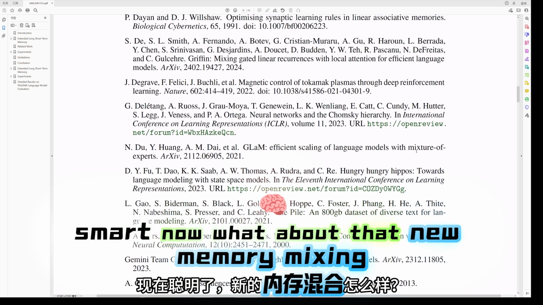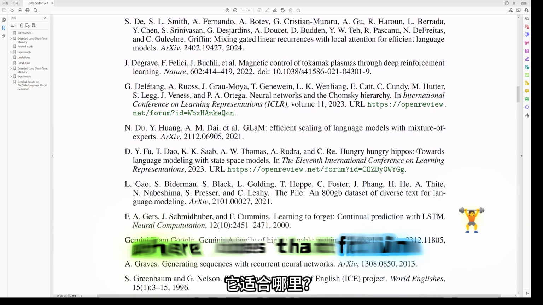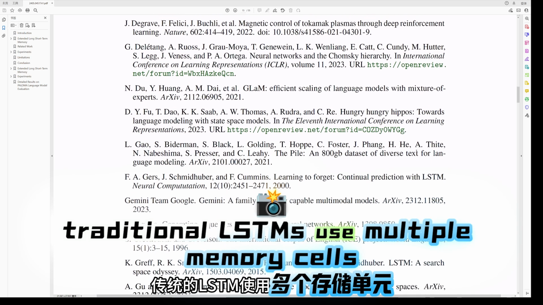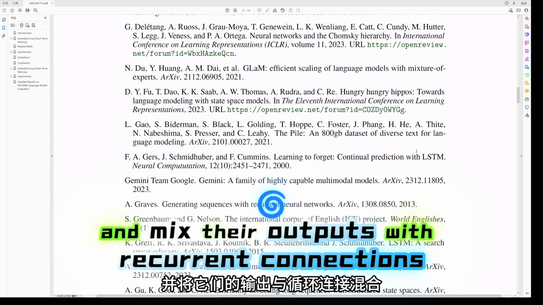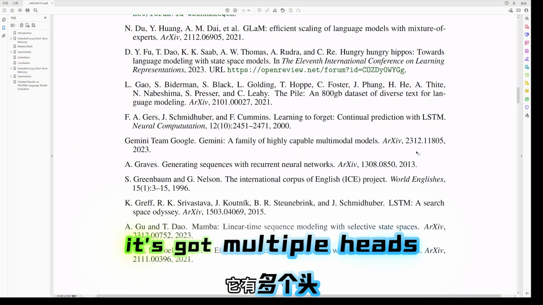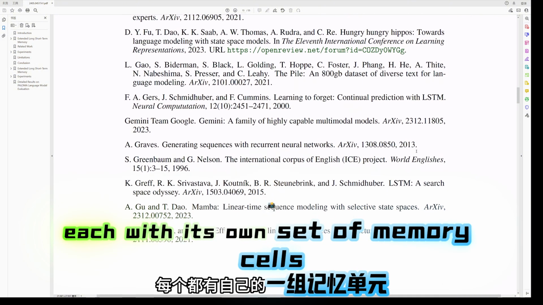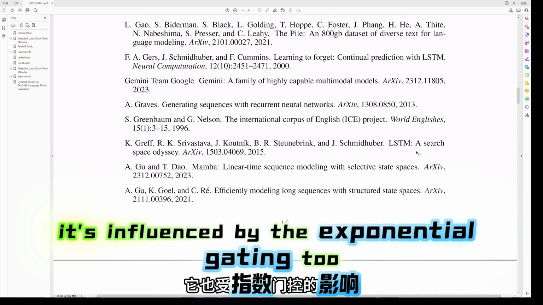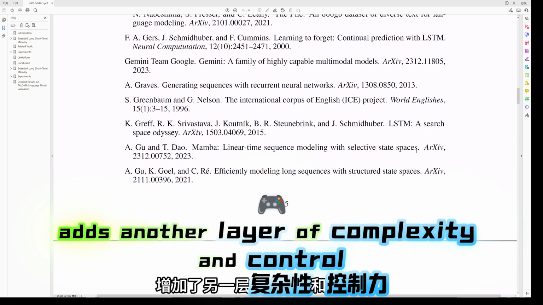Smart. Now what about that new memory mixing? Where does that fit in? Another clever innovation. Traditional LSTMs use multiple memory cells and mix their outputs with recurrent connections. But sLSTM takes it further. It's got multiple heads, each with its own set of memory cells and internal mixing, and this internal mixing is influenced by the exponential gating too. Adds another layer of complexity and control.